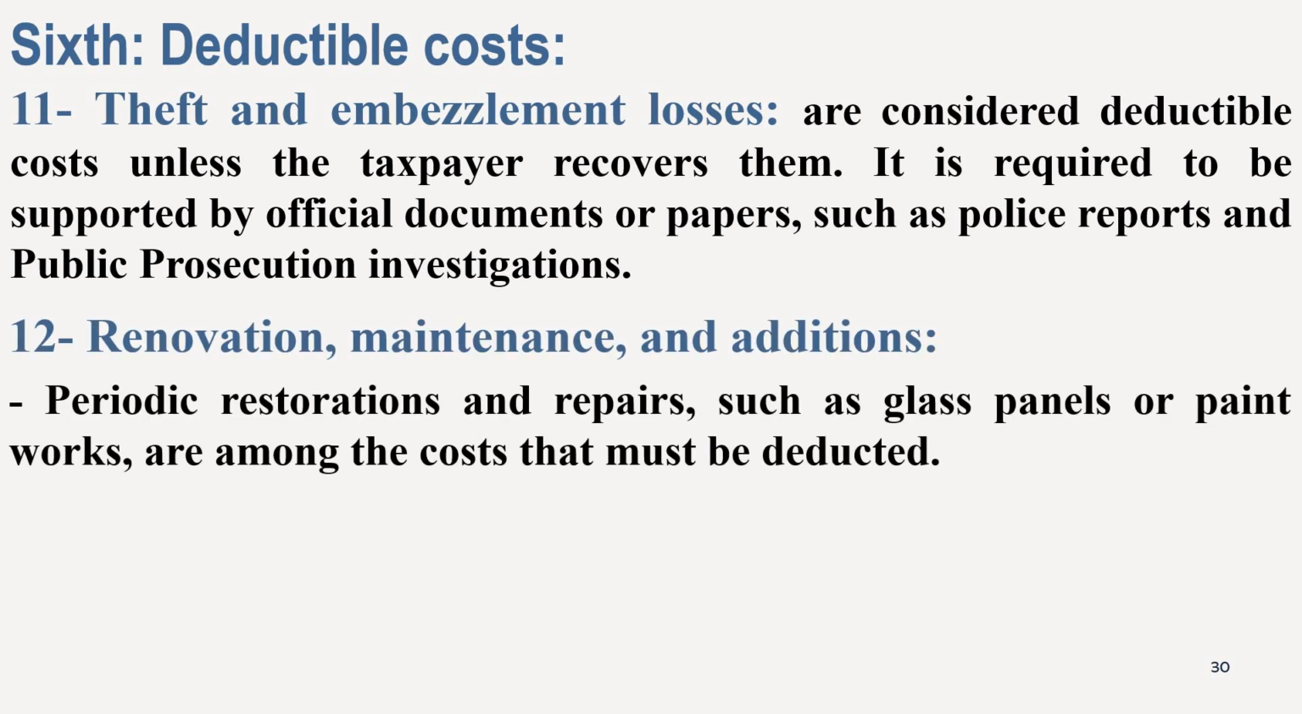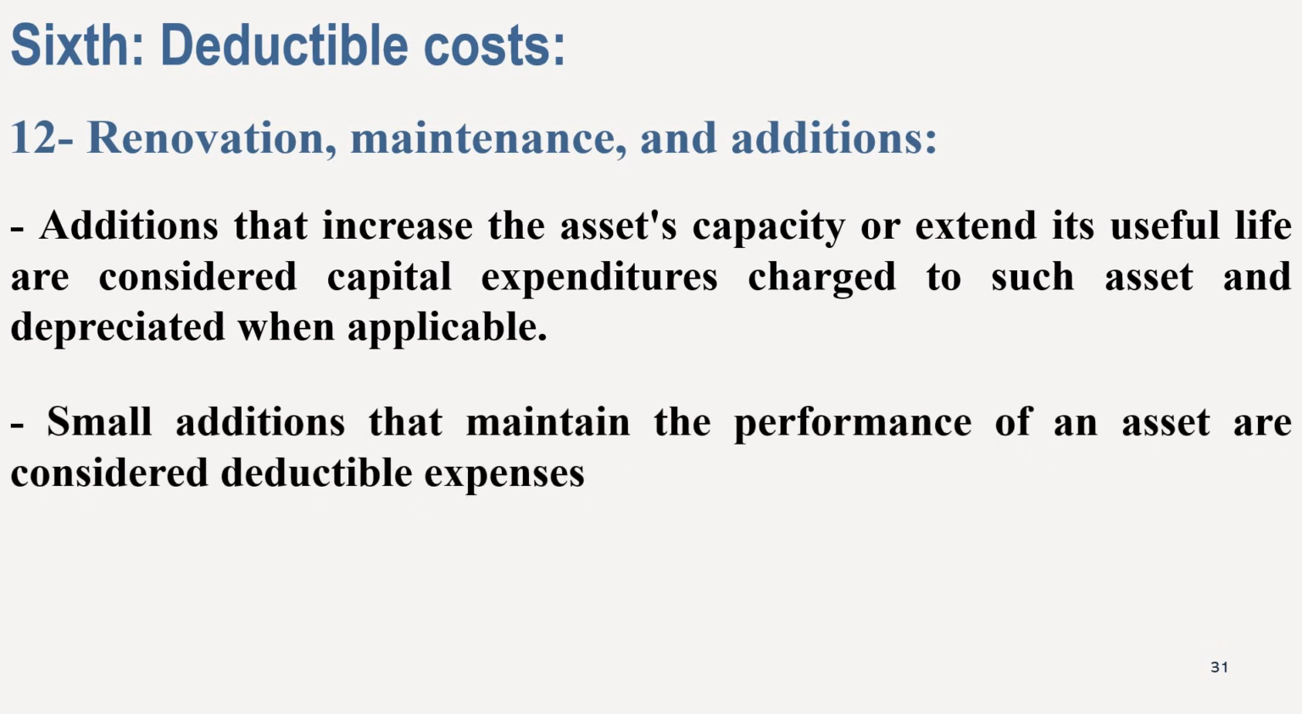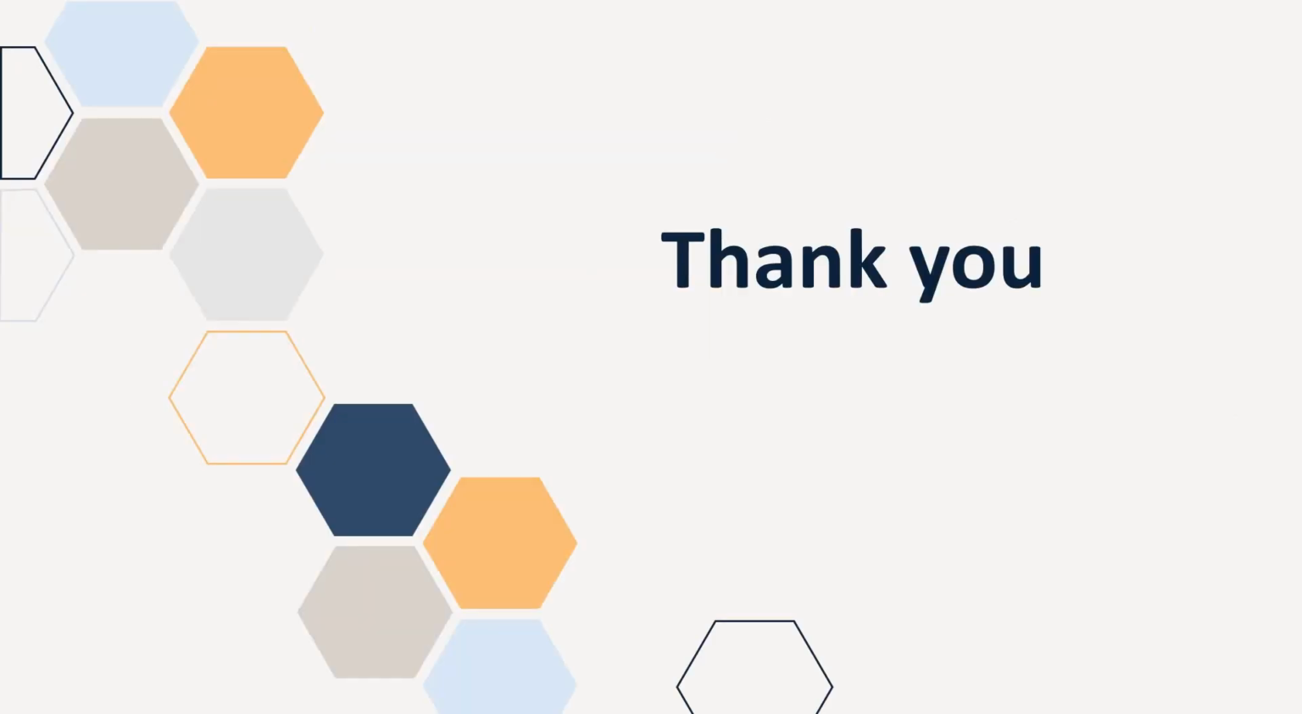Periodic restorations and repairs such as glass panels or paint works are among the costs that must be deducted. Actions that increase the asset's capacity or extend its useful life are considered capital expenditure charged to such assets and depreciated when applicable. Small additions to maintain the performance of an asset are considered deductible expenses.